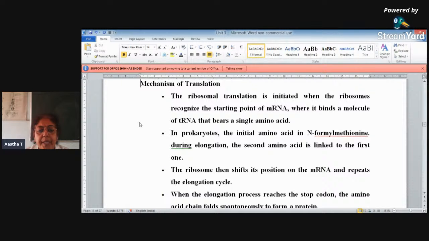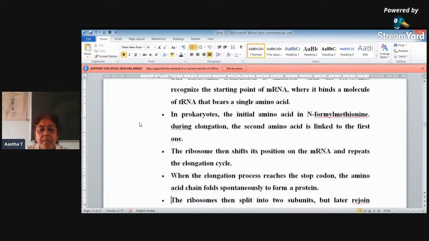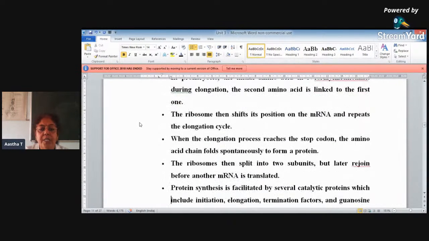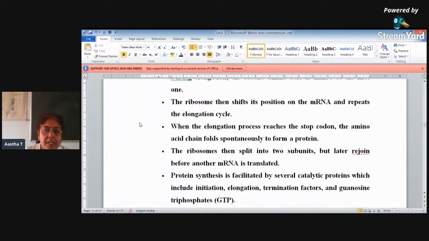The ribosome then shifts its position on mRNA. It is not the mRNA which moves, the ribosome moves from the first position to the second position. So the second codon on the mRNA will now be recognized by the anticodon on the tRNA, and it results in the release of the second amino acid, and in this way the elongation process takes place. This elongation will go on continuing till the termination codon, or stop codon, or nonsense codon is reached.